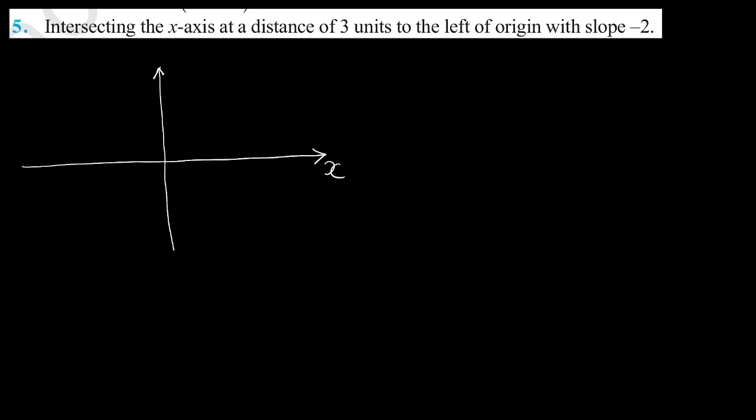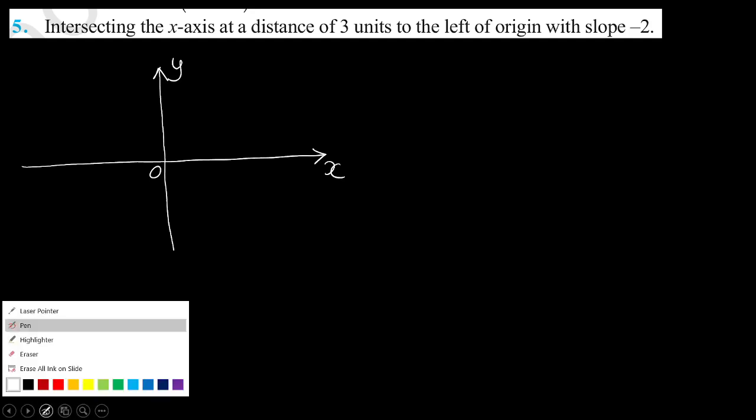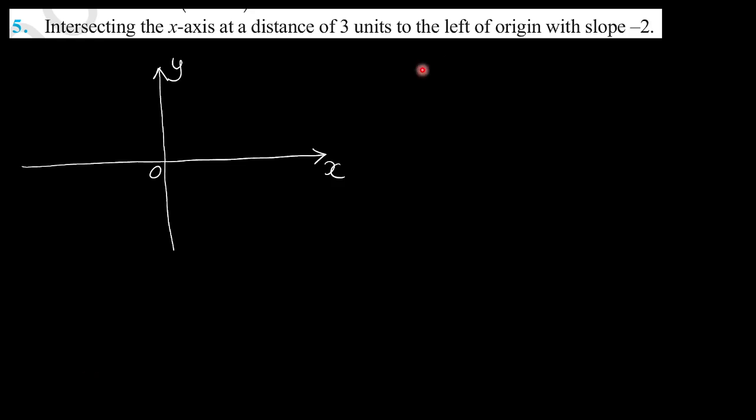X-axis, y-axis, right? This is the origin. How is the line? The line intersects the x-axis at a distance of 3 units to the left of origin. So this point should be -3, 0. Why -3, 0? Because it is on the left side, so the x coordinate will be minus.